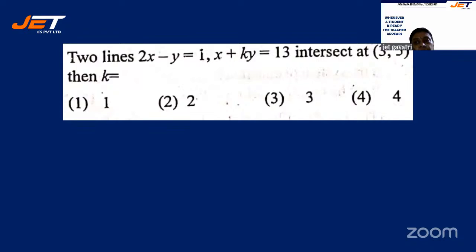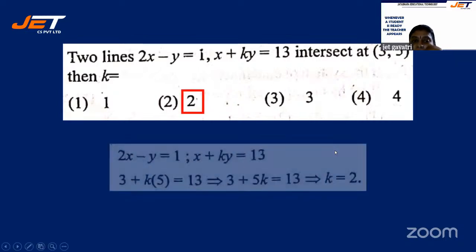All right, students. Yes, see the next question. Two lines, 2x minus y is equal to 1 and x plus ky is equal to 13 intersect at 3, 5. Then what is the value of k? All right, students, so you should just understand the two equations, they intersect at 3, 5. Let's see. So here the answer is 2.